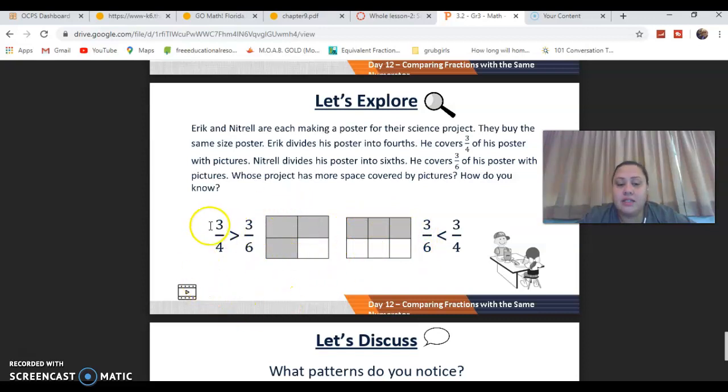So this number sentence says 3/4 is greater than 3/6. And do you guys agree? If you agree, then you are correct, because 3/4 is greater than 3/6. And if you were to rewrite the number sentence with 3/6 first, because remember we read from left to right, then we would say 3/6 is less than 3/4. So today we're going to focus on having a different denominator.